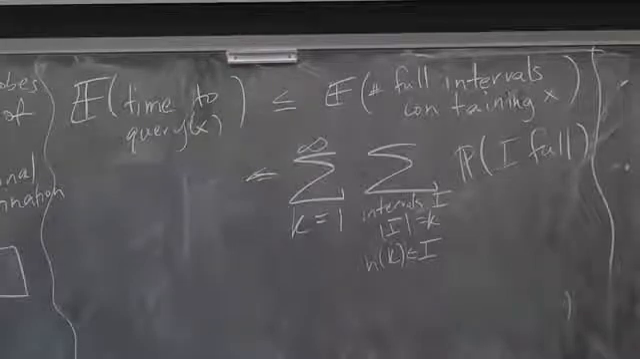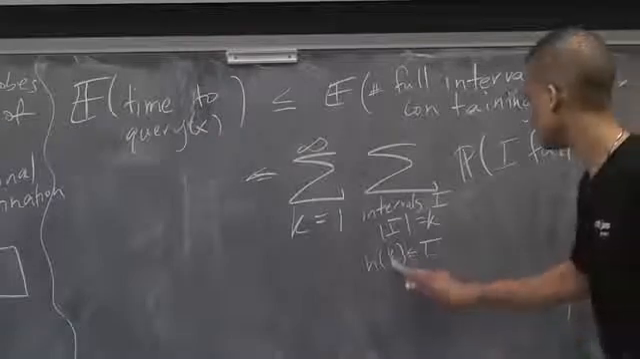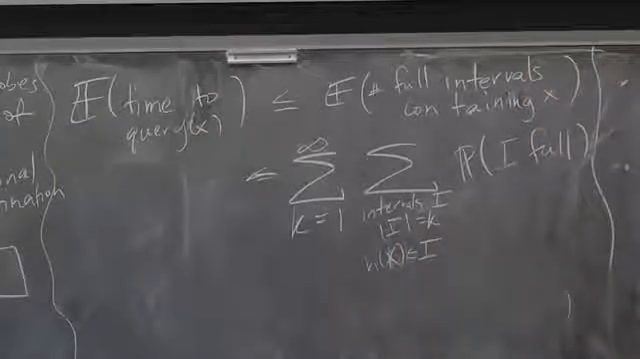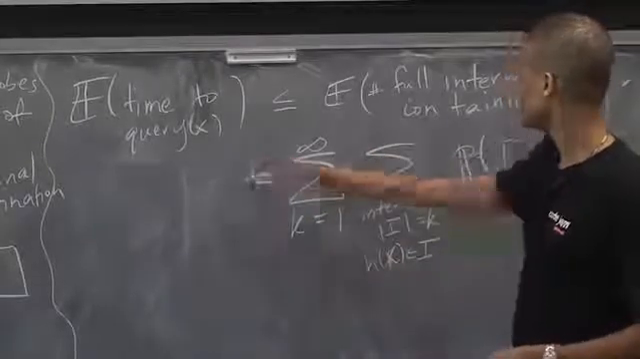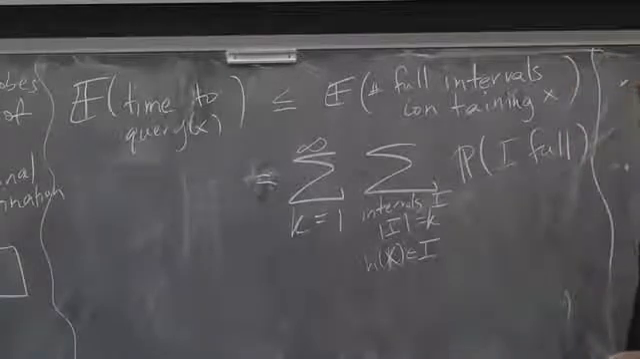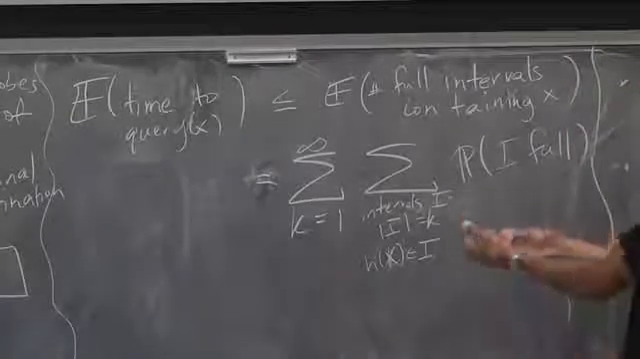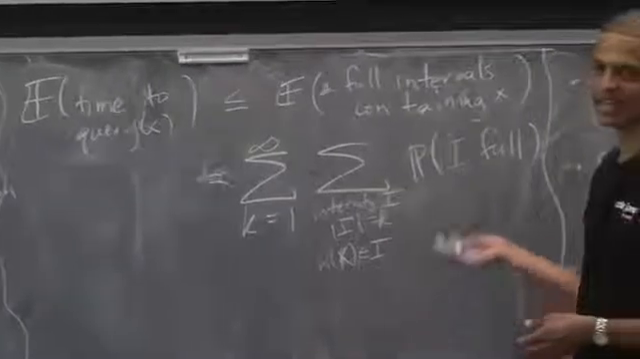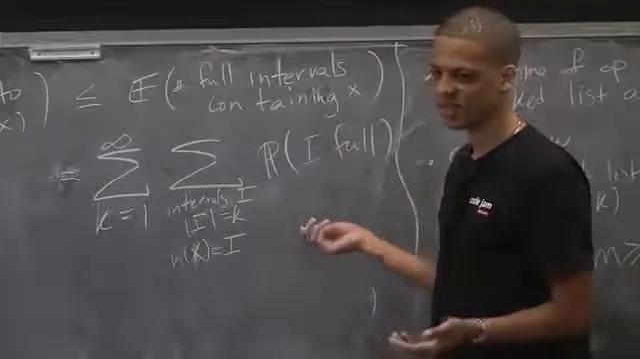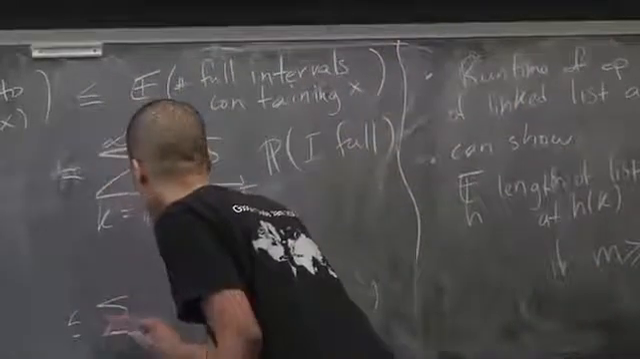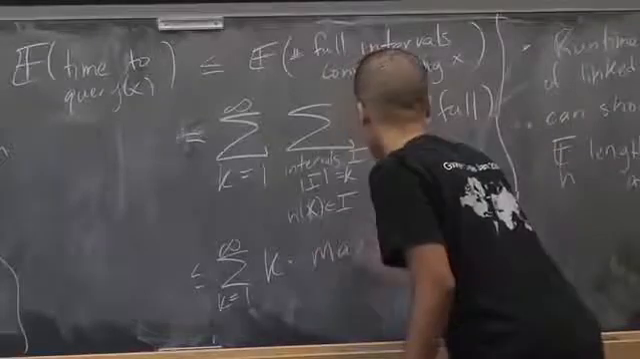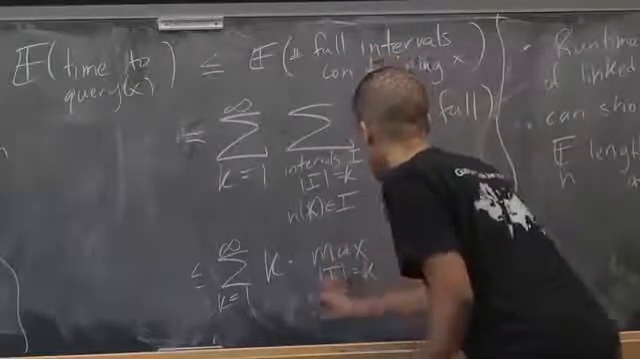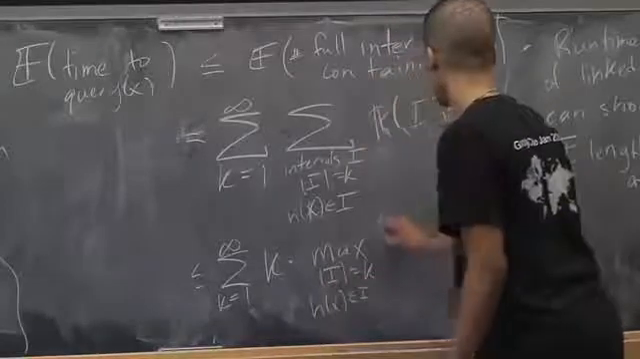Wait, are those equal? I think they are equal. Okay. And how many intervals of length k are there that contain h of x? There are k of them. So this is at most the sum from k equals 1 to infinity of k times the max over I of length k such that h of x is in I of the probability that I is full.